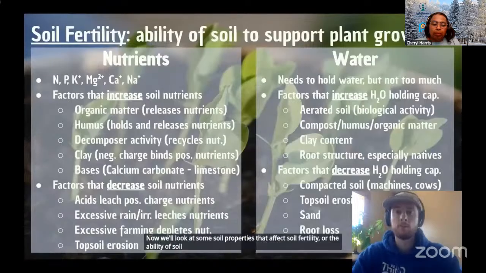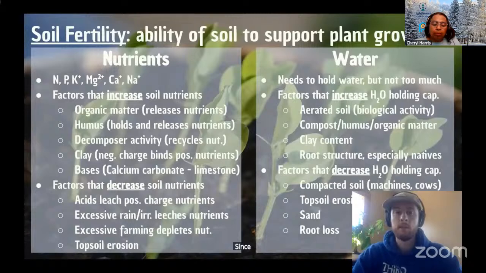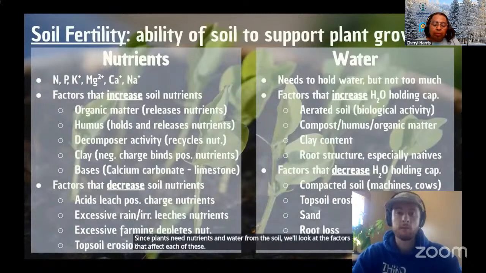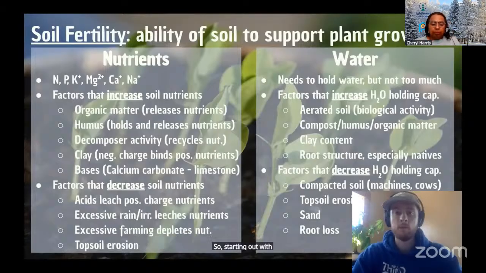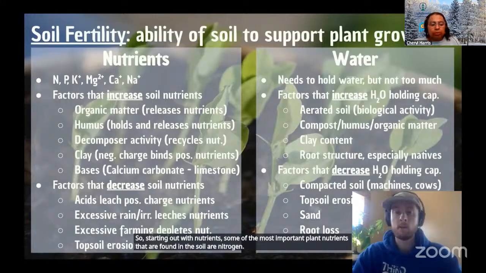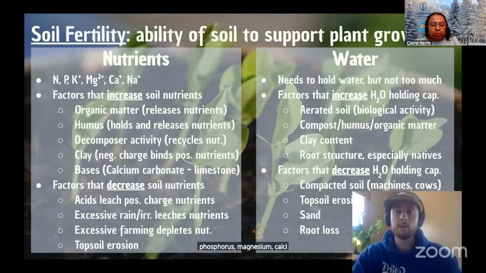to support plant growth. Since plants need nutrients and water from the soil, we'll look at the factors that affect each of these. So starting out with nutrients, some of the most important plant nutrients that are found in the soil are nitrogen, phosphorus, magnesium, calcium, and potassium.